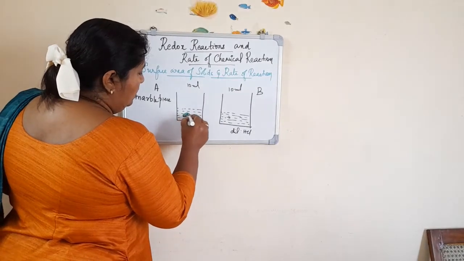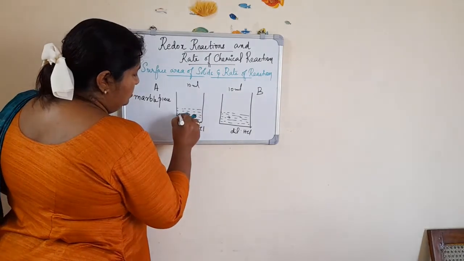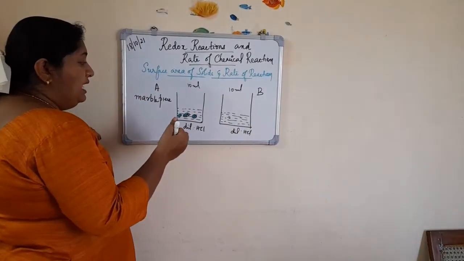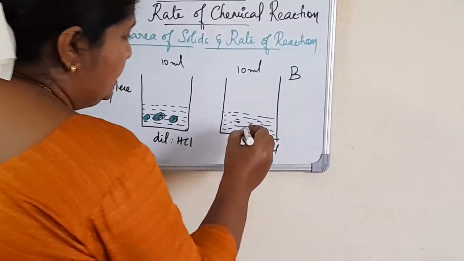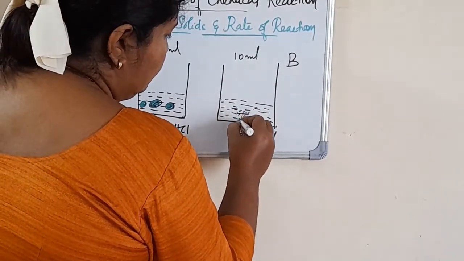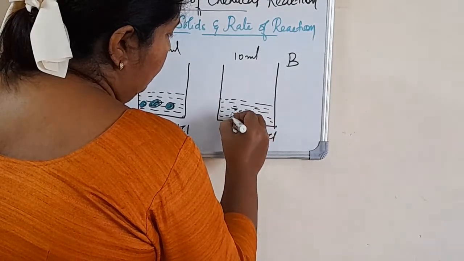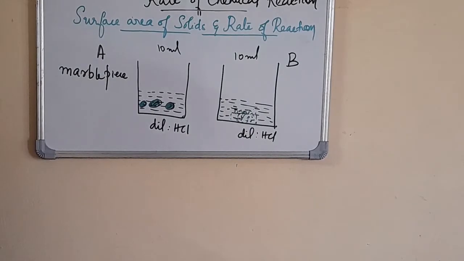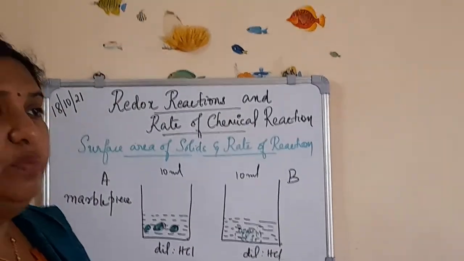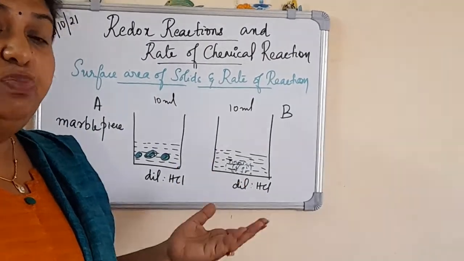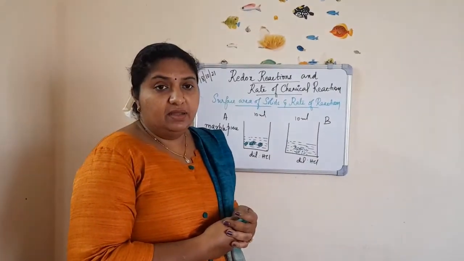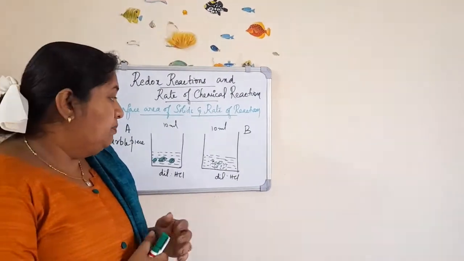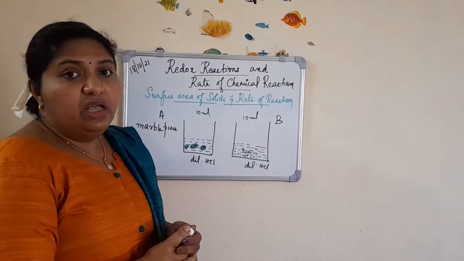Big marble pieces in one beaker. In another beaker, I will be crushing or powdering that marble piece, and I will put this powder in beaker B. Just using common sense, we can understand in which beaker the reaction will take place faster. Of course, the powdered marble. In the powdered marble, the reaction will be much faster.